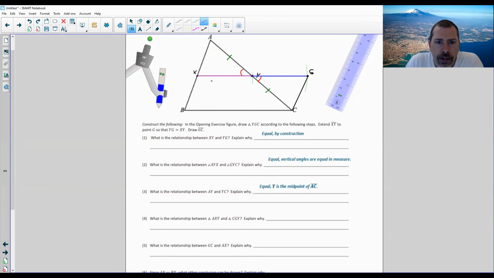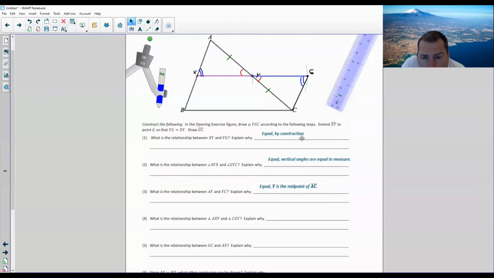AXY and CGY. Okay, AXY is here. CGY is right here. Okay, I think I've already said this, but let me bring it in. Okay, I made a mistake there. I labeled an angle. They're talking about a triangle. Let me get rid of that.